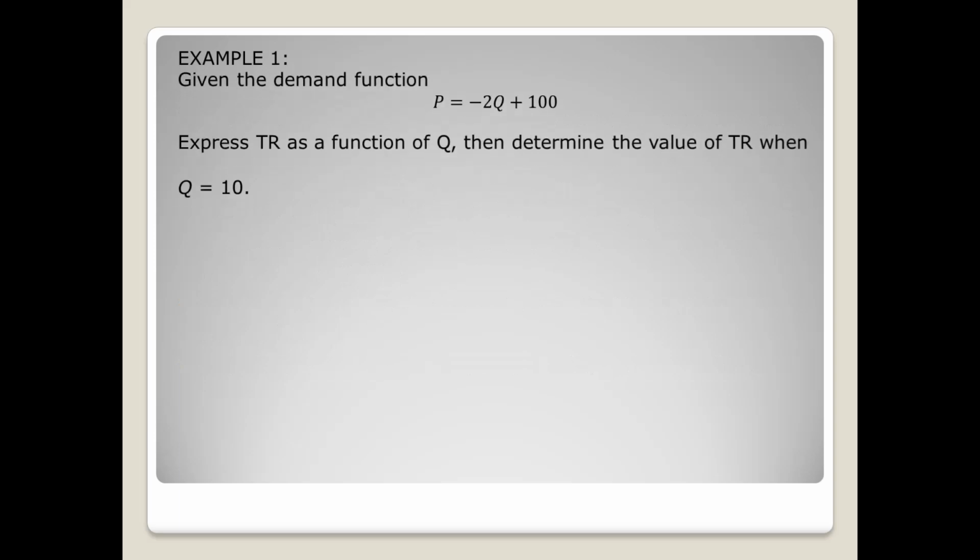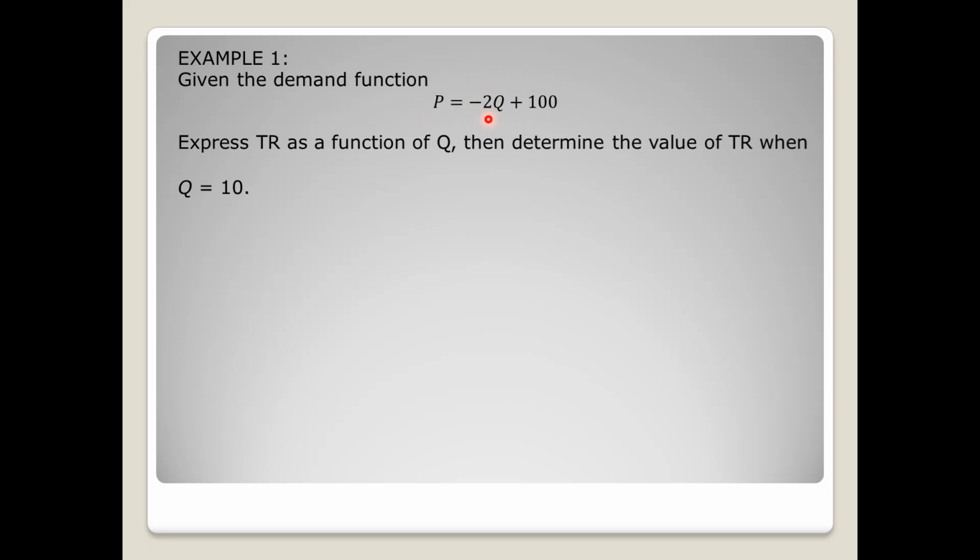Given the demand function P equals minus 2Q plus 100, express TR, the total revenue, as a function of Q, then determine the value of TR when Q equals 10. We came across such a function earlier when we talked about supply and demand functions. This is a decreasing function because the slope of the function is negative. So P equals minus 2Q plus 100 is the demand function.